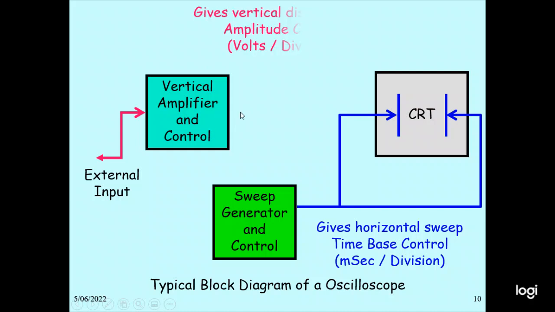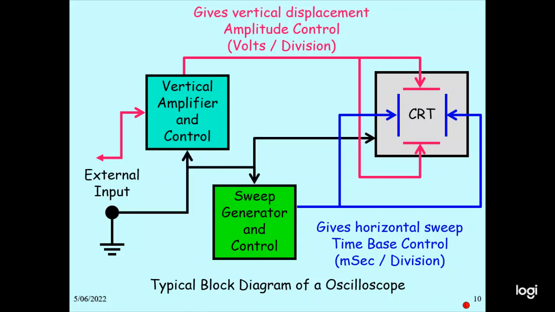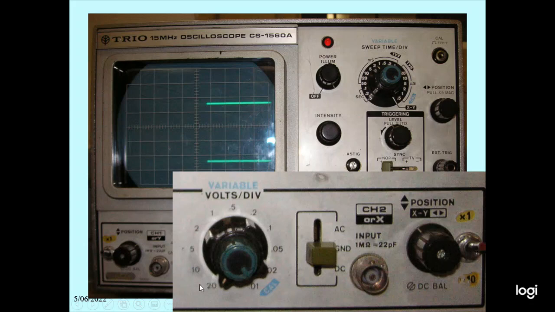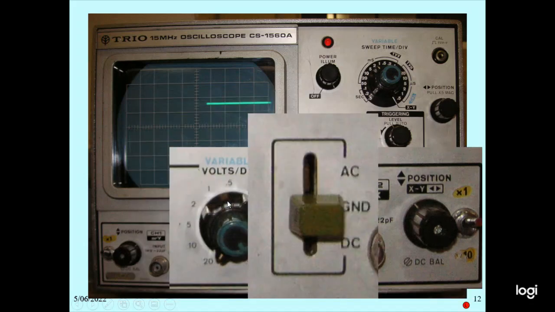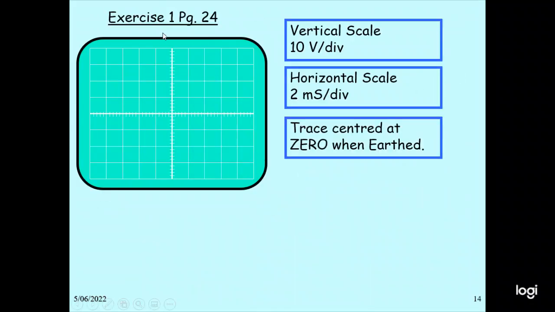The vertical amplifier control is where we can adjust the volts per division. There is the vertical displacement control, connected to the external input, and the ground connection. This is the volts per division for the external control, and this is the AC, ground, DC switch. We can also connect to channel 1, channel 2 in dual mode. In this case, the vertical scale is 10 volts per division, horizontal 2 milliseconds per division, with the trace centered at the zero point. So the connection is like this.